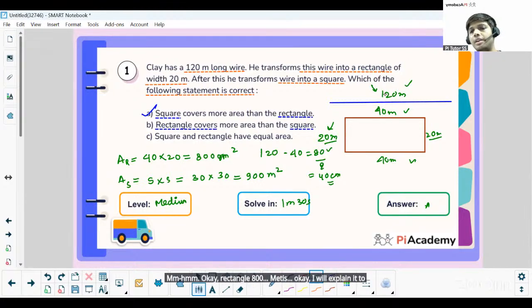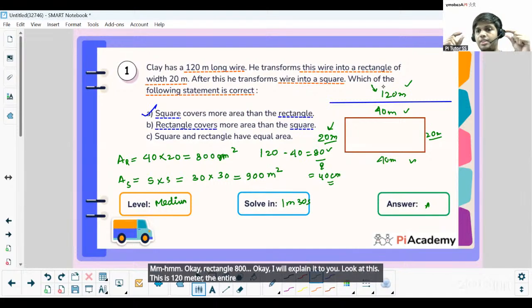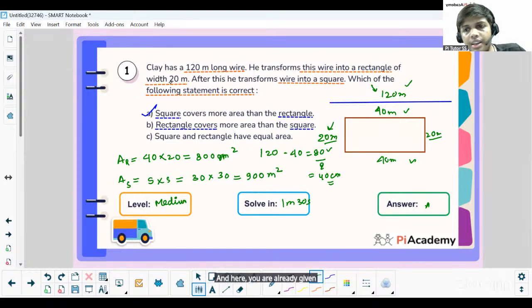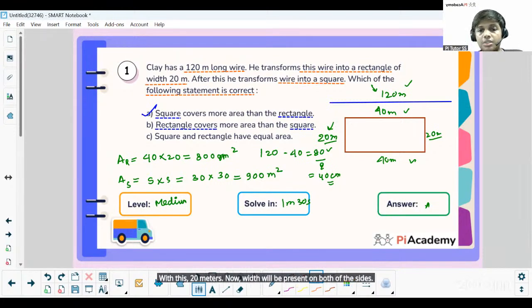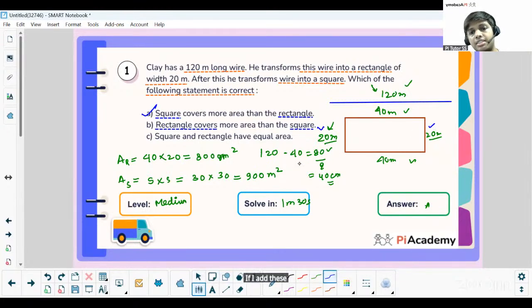Look at this. This is 120 meters, the entire length of the wire. And here you are already given the width of the rectangle. Width is 20 meters. Now width will be present on both of the sides. As you can see, this is 20. The other one should also be 20. If I add these two together, that makes it 40. That means out of the 120-meter long wire, you are left with 80 meters.